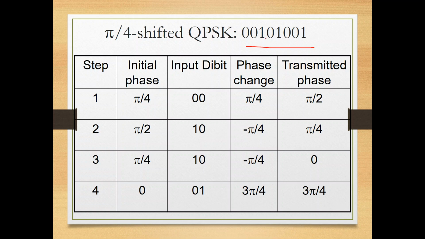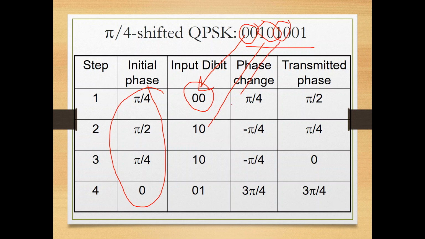1, 0 is in quadrant 2, pi over 2, then pi over 4, and 0. These are the initial phases, based on the original position of the symbol in the constellation diagram. And you have now new incoming input data. New random data: this is 0, 0 here, and this is 1, 0. You put it here. And another 1, 0, you put it here, and 0, 1, you put it here.